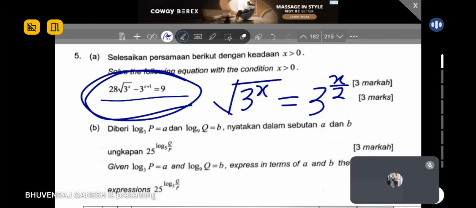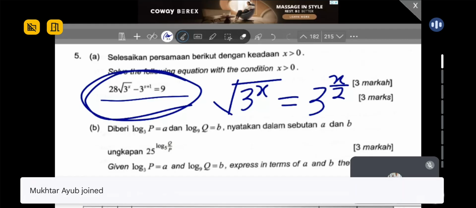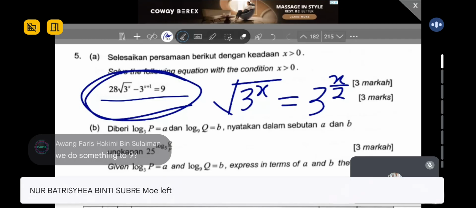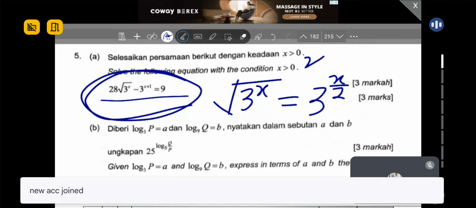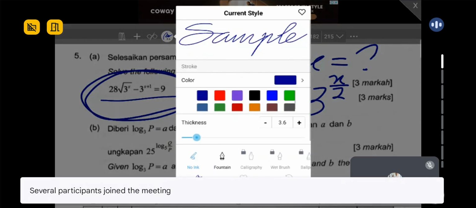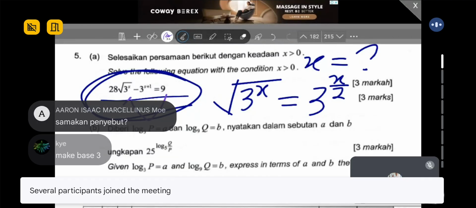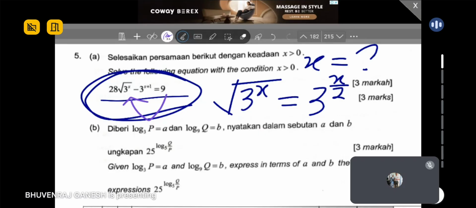Okay, now, apa langkah kedua kamu? What is your next step? So bila mereka kata selesaikan, solve the equation, maksudnya kamu kena cari nilai x. You must find x equal to what? We do something to 9. Yes? Very good. Correct. So guys, what you can do over here is, you can shift the 9 from the right hand side to the left hand side. Kamu boleh pindahkan 9 tu dari kanan ke kiri. Sebab kita nak seluruh persamaan ni sama dengan kosong. We want it to be equal to 0.